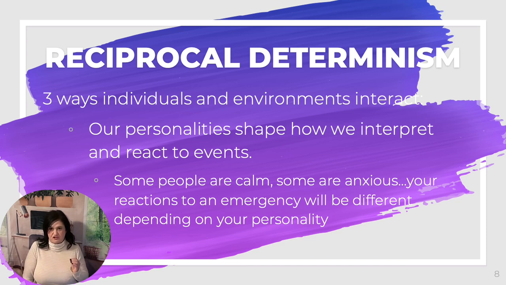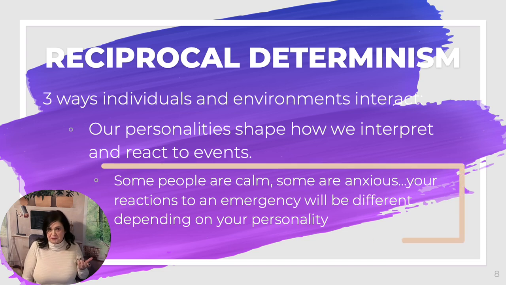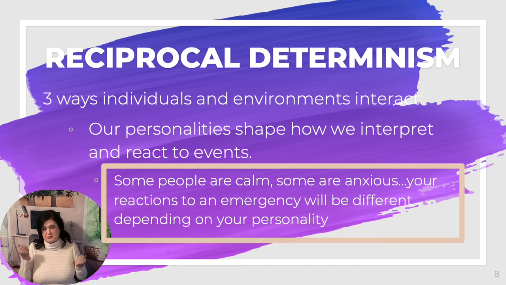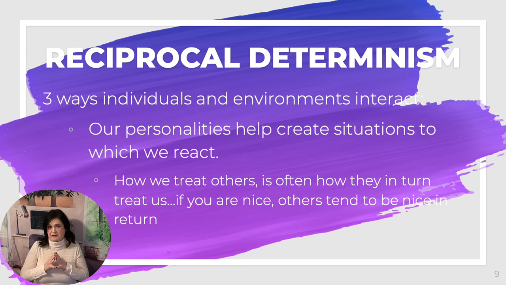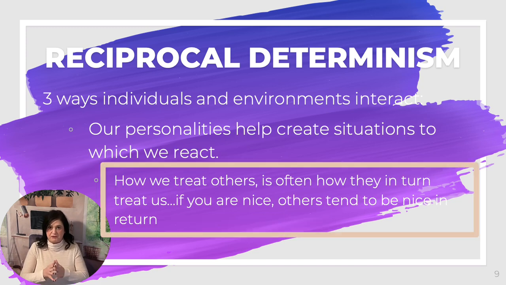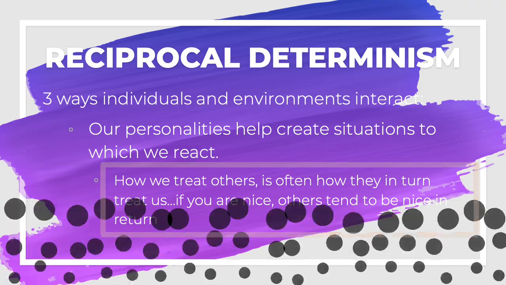Our personalities are shaped by how we interpret and react to events. So some people are calm people while other people are anxious people. Okay, our reactions to, say, an emergency will be different depending on our personality traits. Okay, our personalities help create situations to which we react. So how we treat each other is often how they will treat us in return, right? That old Bible saying, be nice unto others and they will be nice unto you.